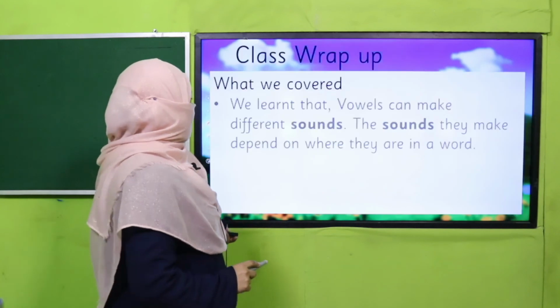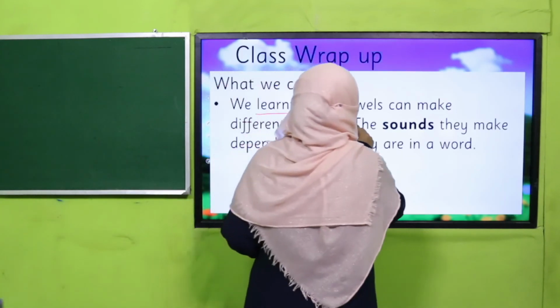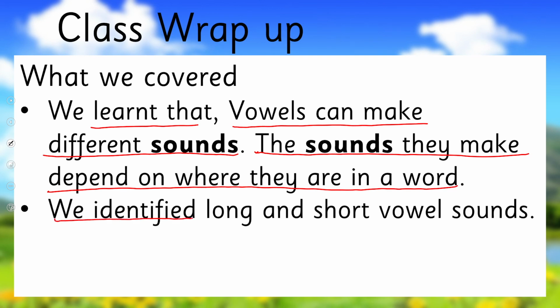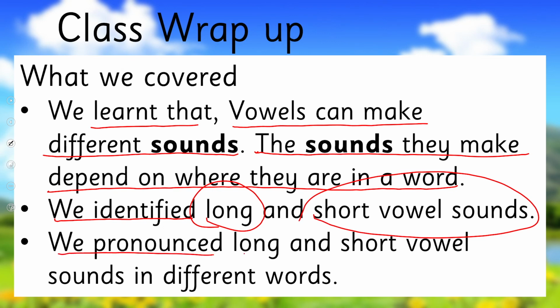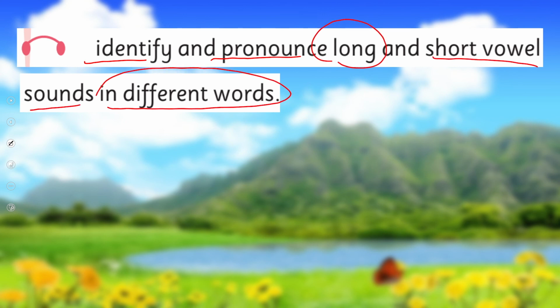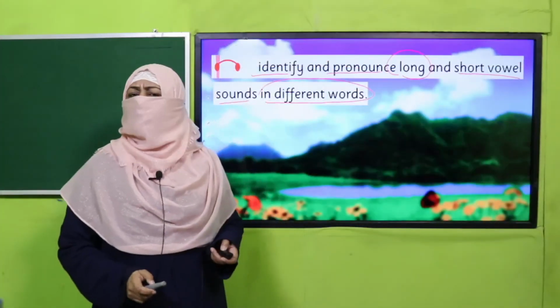So what have we learned today? We learned that vowels can make different sounds. The sounds they make depend on where they are in a word. We identified long and short vowel sounds. Then we pronounced long and short vowel sounds in different words. So in this way, we achieved our today's SLO, that is to identify and pronounce long and short vowel sounds in different words. Yes, my dear students, are we done with it?